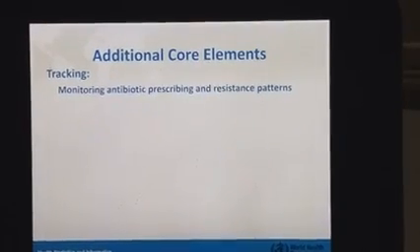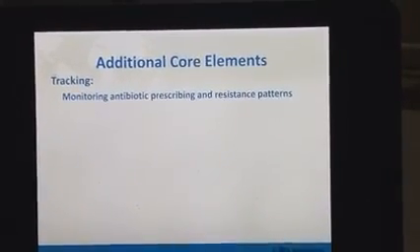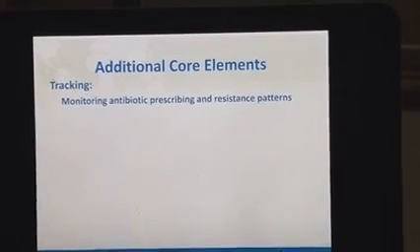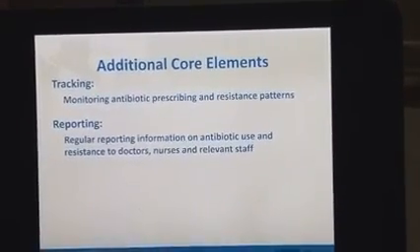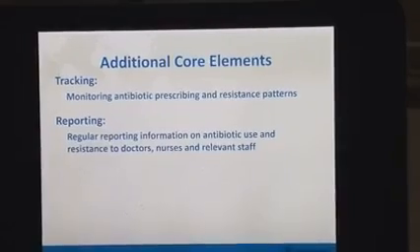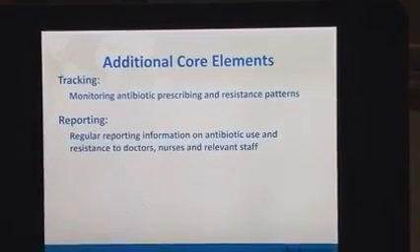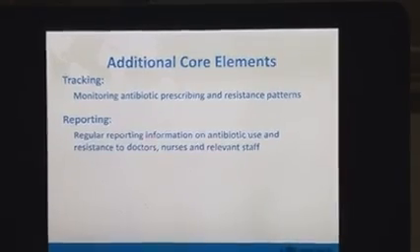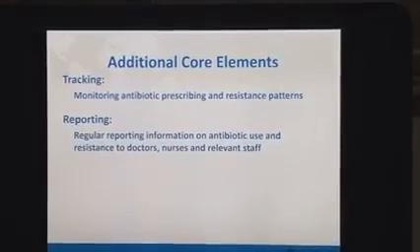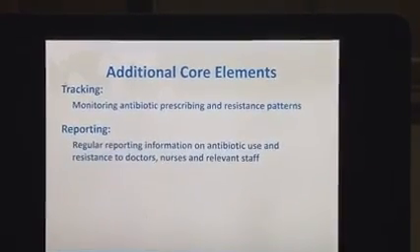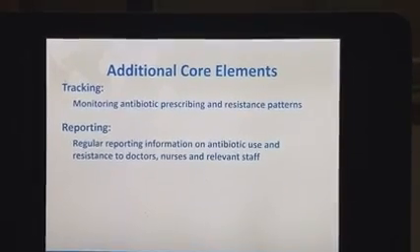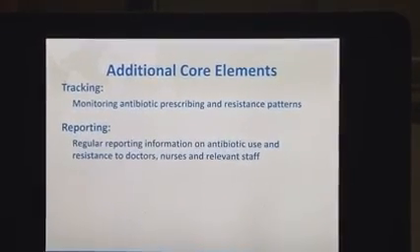And I will give you also some additional core elements. Tracking: if you have good tracking and monitoring of antibiotic prescribing and resistance pattern. Reporting: regular reporting of information on antibiotic use and resistance to doctors, nurses, and relevant staff. And this is a good tip for you: you will evaluate the outcome and monitor the process. So you should have both tracking and reporting. And when your process in tracking and reporting is easy and accessible, you will achieve the goals with efficient resources, with efficient budget, in an easy way.